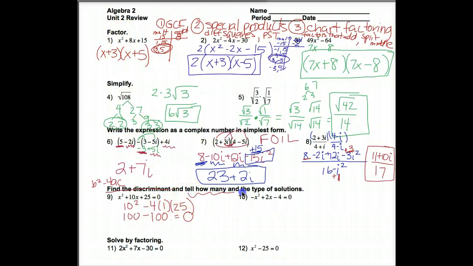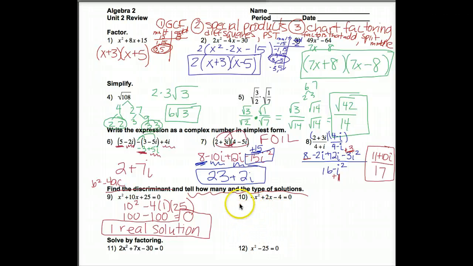Now tell how many and the type of solutions. This is from your 5-6 notes. You just have to have this memorized. You have to know if the discriminant is 0, that means that there is one real solution. If the discriminant is negative, that means there's going to be 2 imaginary solutions. If it's positive, there's going to be 2 real solutions. So you have to know those. Those are in your 5-6 notes.